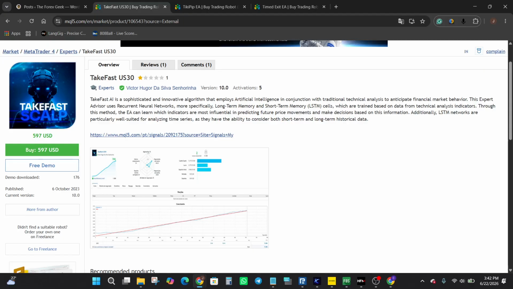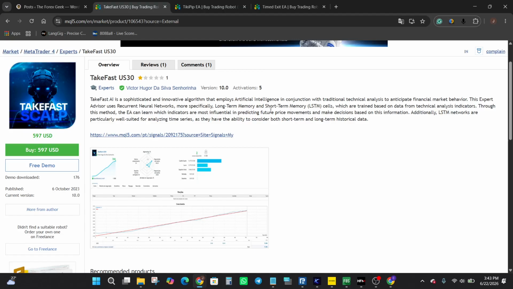The marketplace page also explains why LSTM networks were chosen for this project. One of the characteristics of this type of neural network is its ability to analyze time series data while considering both short-term and long-term historical information. According to the developer, this allows the system to process a broader range of market data when evaluating potential opportunities.